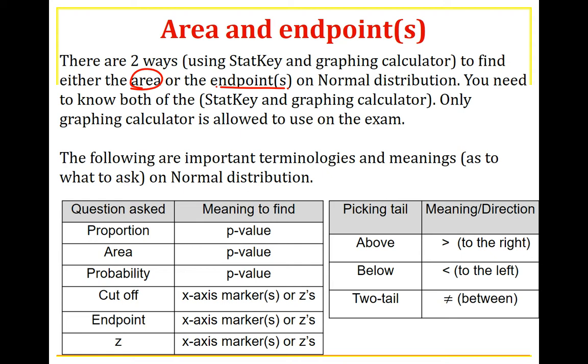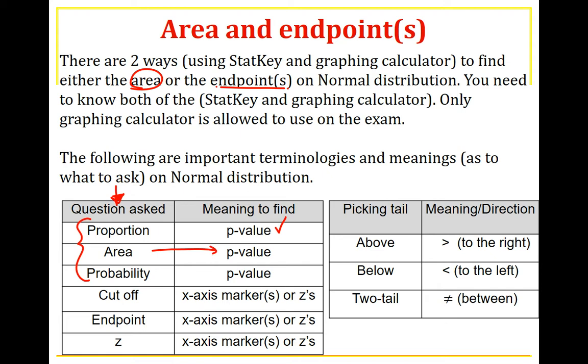Now, how will I know what I'm supposed to do? Am I supposed to find area? Am I supposed to find an endpoint? Well, here are the questions that will be asked, and here's how they'll be phrased to you. For instance, if you see the word proportion, proportion means you should be trying to find a p-value. A p-value is an area. Okay, and I'll show you how to find that p-value. We've seen that on StatKey already. This is the area which is shaded to the extremity, to the right or to the left or in between 2 points. If you see the word area, same thing. If you see the word probability, same thing. All of these words point to p-value, which is area.